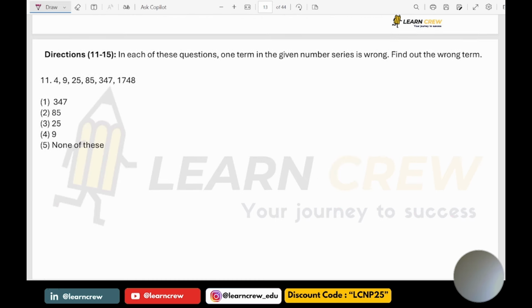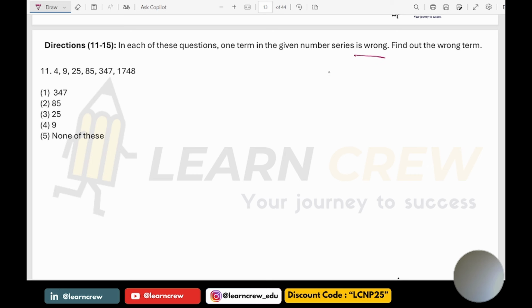Next, questions on series. Please find the wrong number. 4, 9, 25, 85, 84. So what is the wrong number here? What is the logic here? See, 4 into 1, 4, plus 2 plus 3 is 9. 9 into 2, 18, plus 3 plus 4, 7, so 25. 25 into 3, 75, plus 9, 84. Correct. So here 85 is the wrong term.